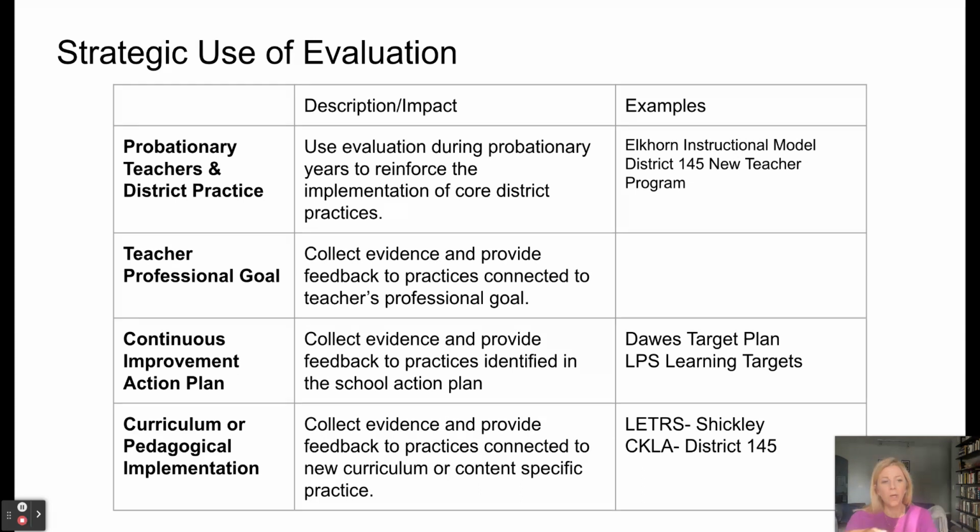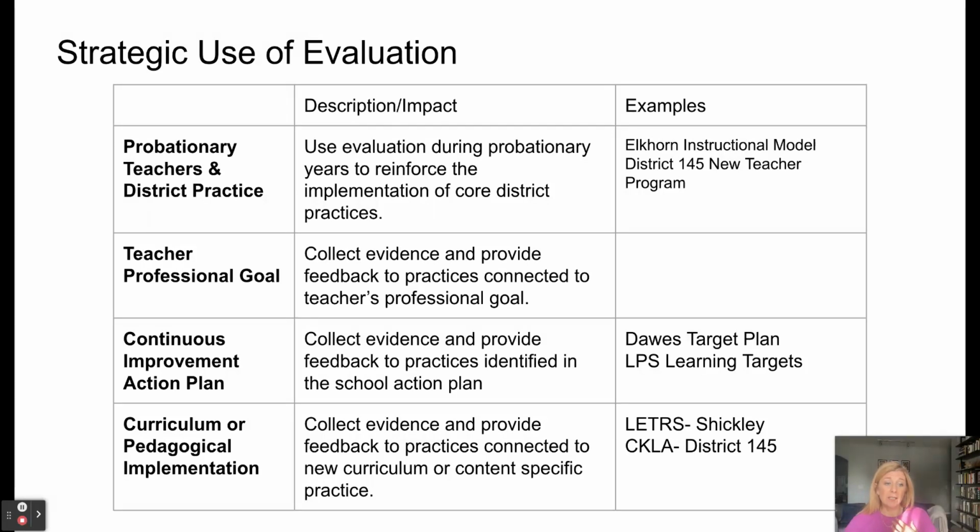And one of the students in this class is from Elkhorn, and his description is that Elkhorn provides professional learning to new teachers about the instructional model, the Elkhorn instructional model, and then the principal is providing evidence and feedback to those components of the model.